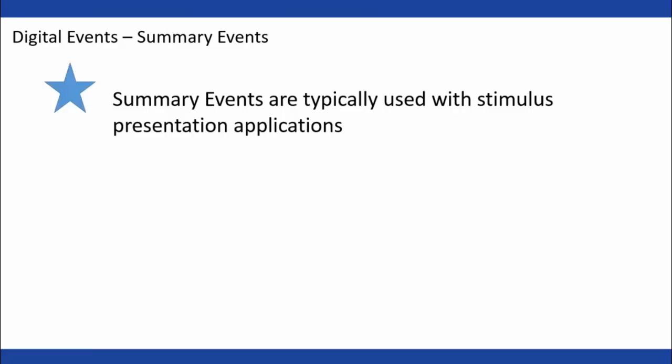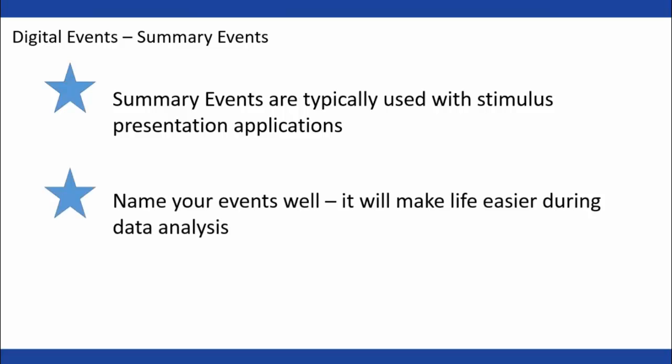So to recap, summary events are typically used with stimulus presentation applications like E-Prime. And although it's important to understand what's going on at the digital port, when you're working with those applications, you're typically just sending decimal-based numeric values. It's important to name your events well, because when you start to do analysis and you have 50 unique events and they've only been named after the event number that comes in, it becomes very difficult to keep track of what event means what, and to a person that's running the analysis, if they weren't involved in the acquisition stage of the study, it can be very difficult to sift through all of that.